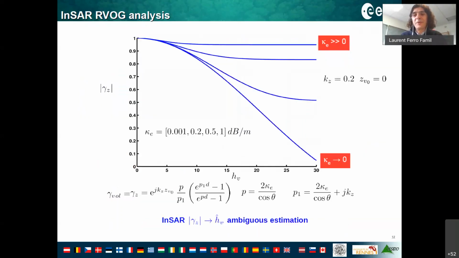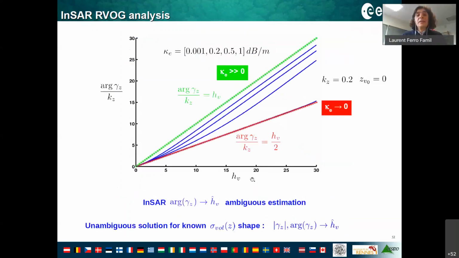We can have a coherent explanation for what's happening. So in this case, if you want to estimate the depth of the volume using only the modulus of the coherence, you end up with an ambiguous estimation. Of course, you don't know in which case you are. If you have a decorrelation of, let's say, 0.65, you don't know if you are looking at this kind of response or this one, and you may have different depth values.